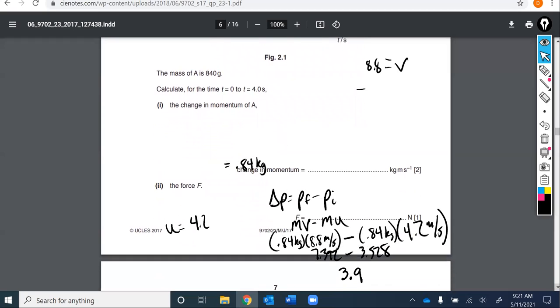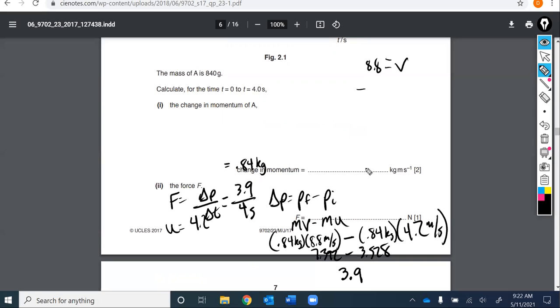Now, force is the rate of change of momentum. So since we already know the change in momentum, the simplest path forward to calculate the force is to just recognize that delta P over delta T is force. And we know delta P is 3.9, happened over 4 seconds.